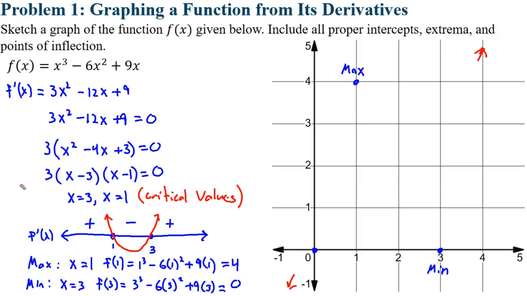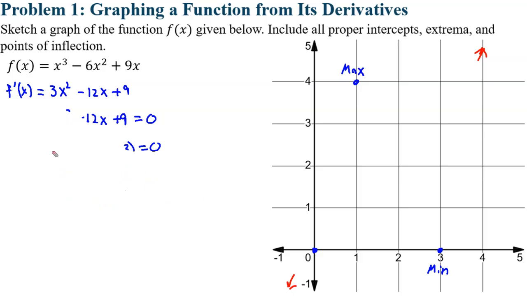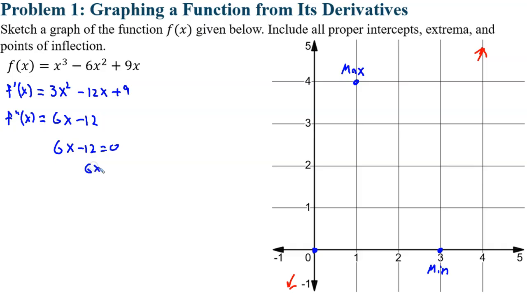So let's go ahead and get into our second derivative then. I suppose we'll leave our first derivative there. f double prime of x will be equal to 6x minus 12. To find points of inflection, we'll set that equal to 0. So in other words, 6x equals 12, and x is equal to 2.